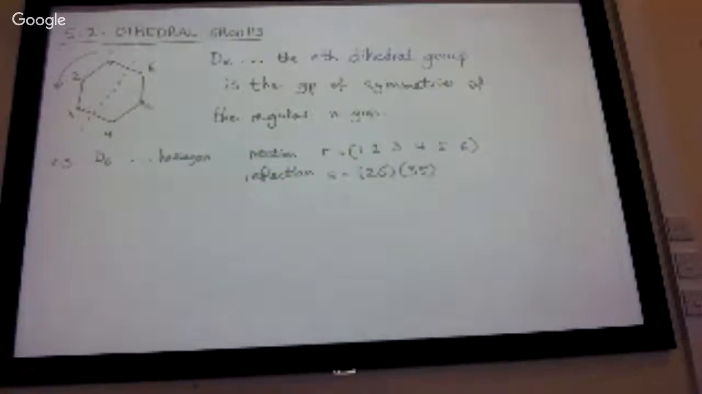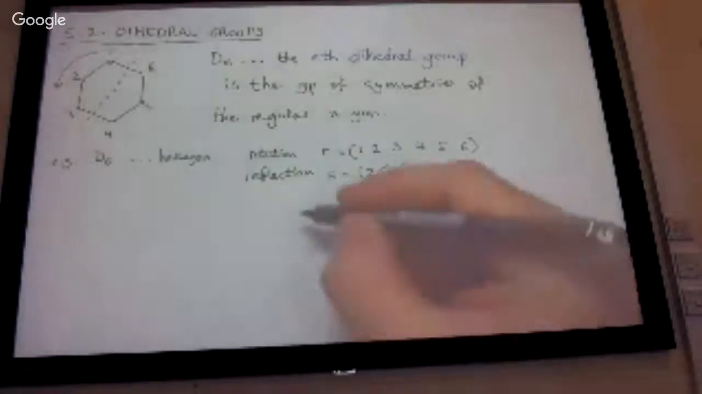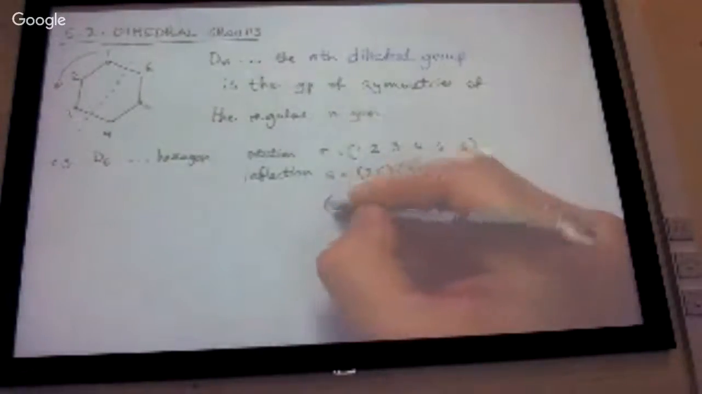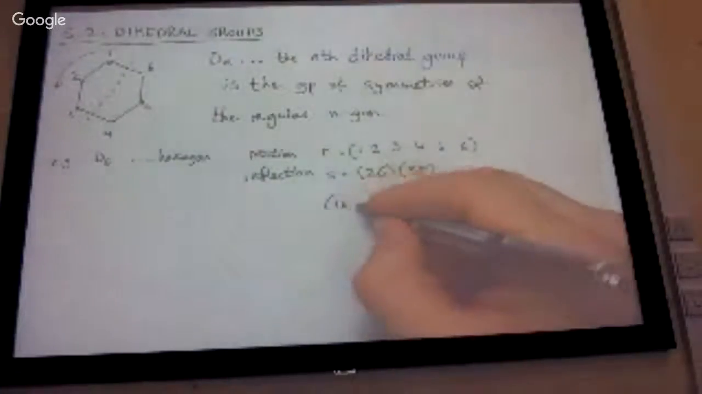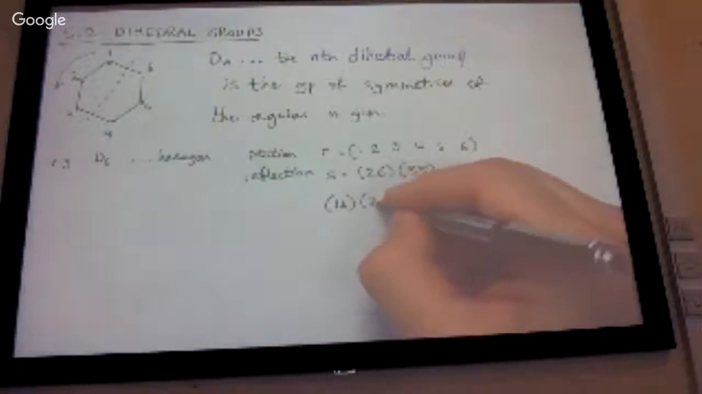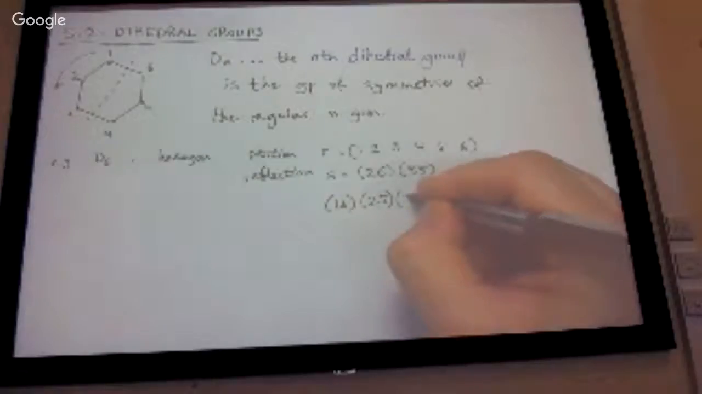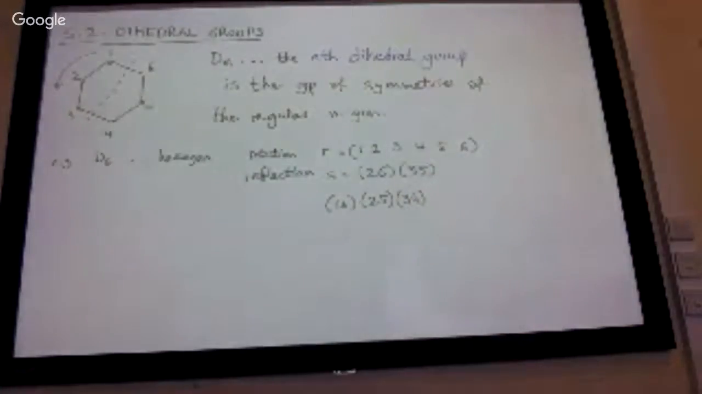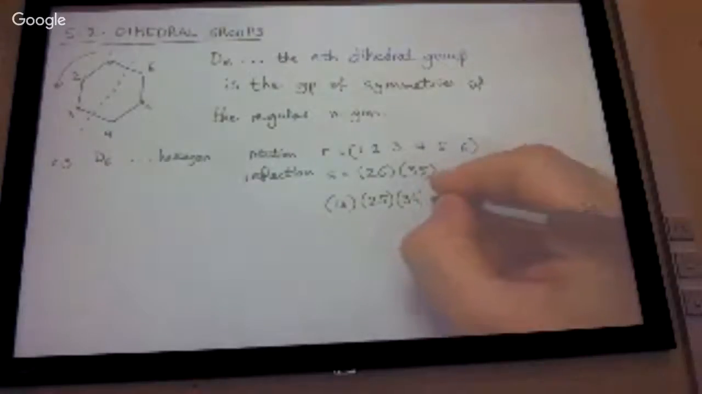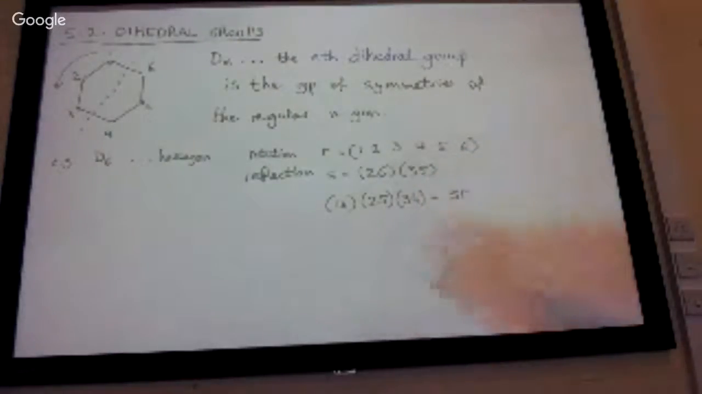Okay. Yeah. So you can do this as well. So what is this? It's 1 6, 2 5, and 3 4. This is SR.